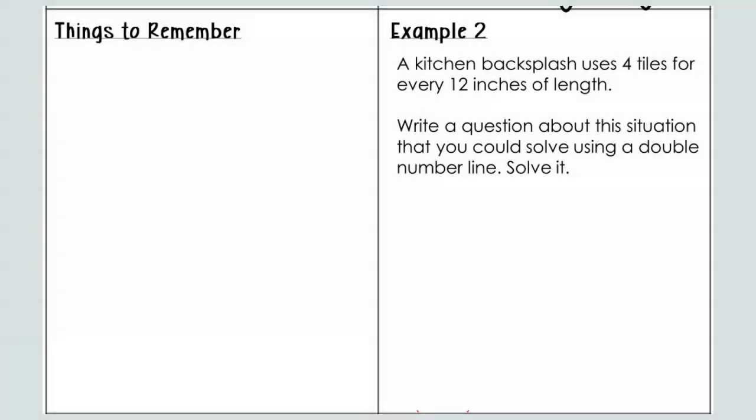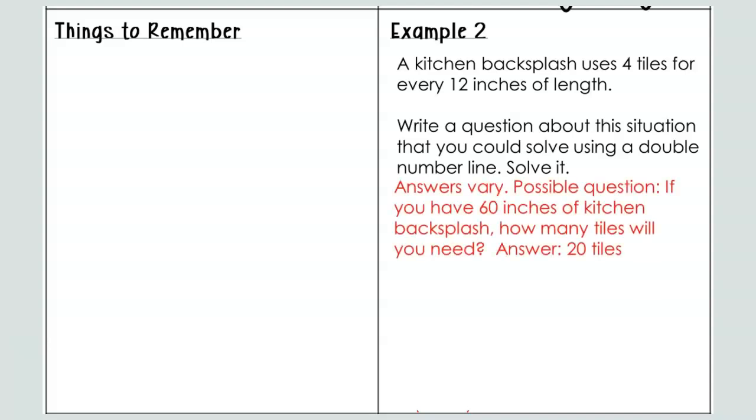Example 2. A kitchen backsplash uses 4 tiles for every 12 inches of length. Write a question about this situation that you could solve using a double number line and then solve it. This is entirely up to you what you would put into this box. You're just writing a question about that ratio and then using a double number line to solve it.